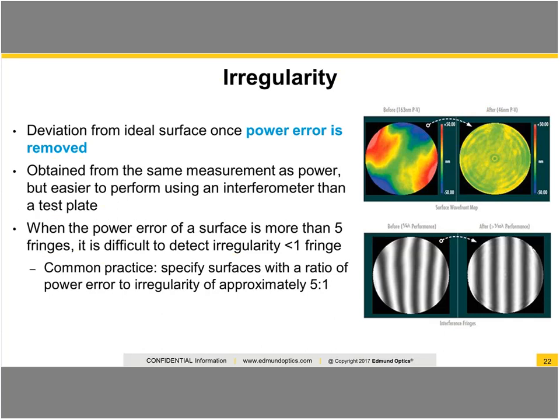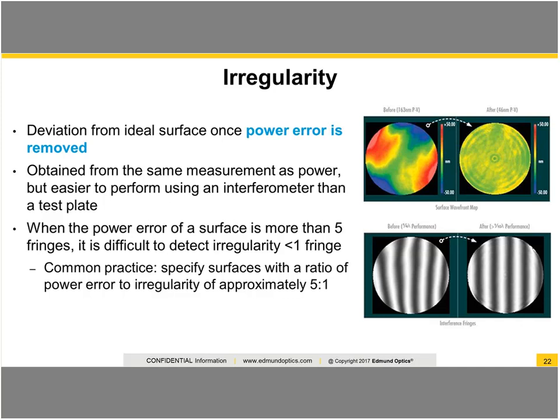Irregularity is another surface error. In this case, we look at any deviation between the surface of the lens and that ideal sphere, but then we remove the power error, and anything that remains after that removal is what's known as irregularity. It can usually be obtained by the same measurement as the power. You might use software to subtract the power from the overall surface, or you might use optical tricks such as changing the space between the transmission sphere of the interferometer and the test surface. But in either case, you would remove that power and then look at whatever's left over.